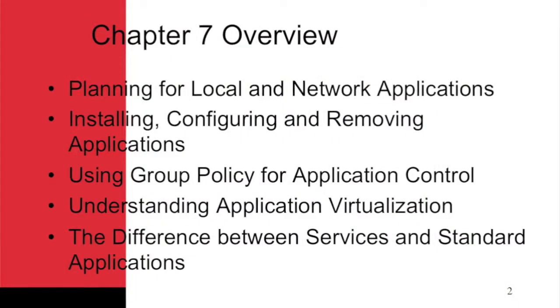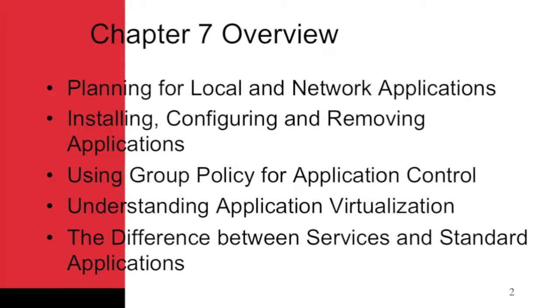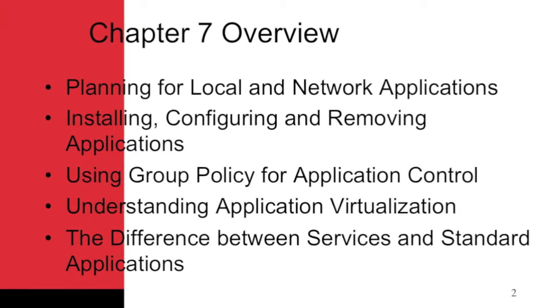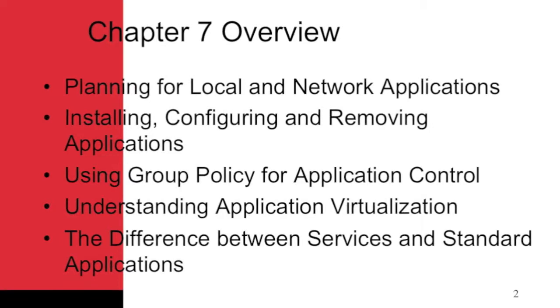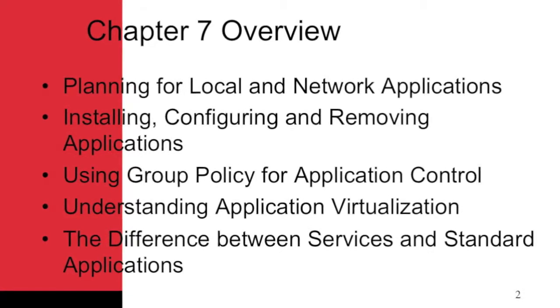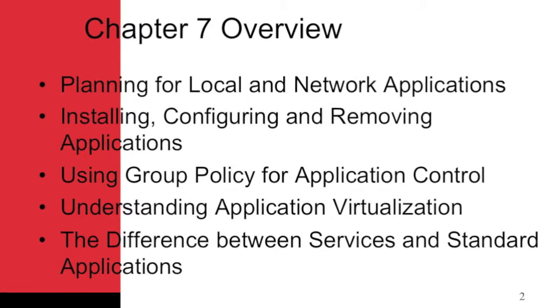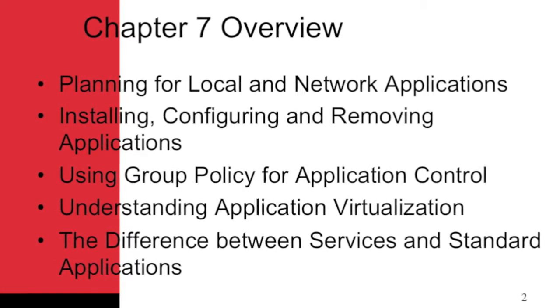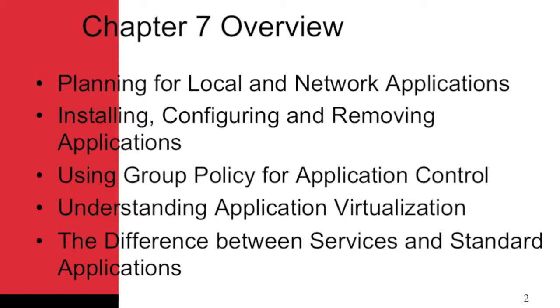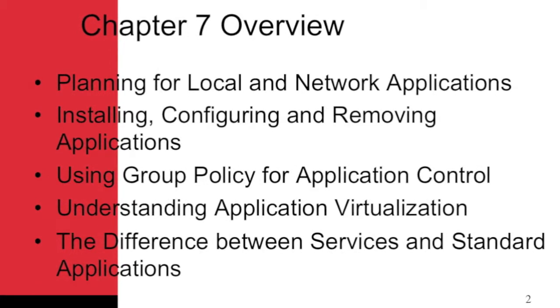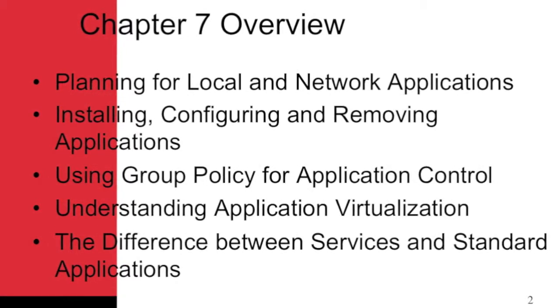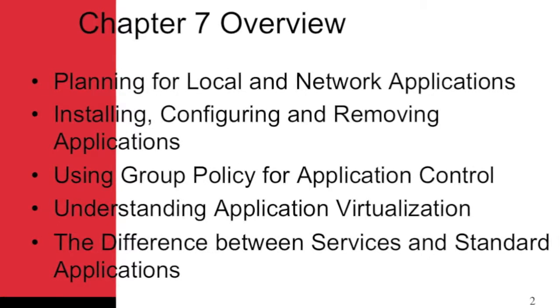Chapter 7, Managing Applications. In this chapter, you will learn about the application management options available for Windows 7. The following topics are included: planning for local and network applications, installing, configuring, and removing applications, using group policy for application control, understanding application virtualization, and the difference between services and standard applications.